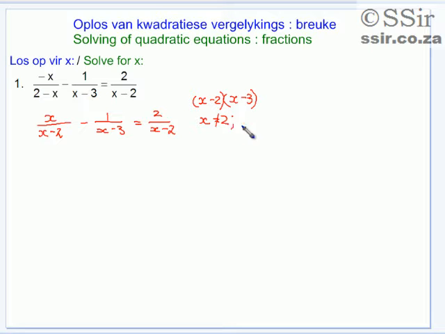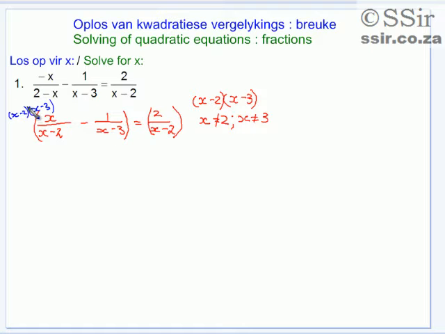So here we know the restrictions: x may not be 2 and x may not be 3 because these are denominators. So now we take the whole left hand side and the whole right hand side and we multiply this by the LCM. Let's write it small up here, the LCM x minus 2, x minus 3. So that's what we're multiplying with.